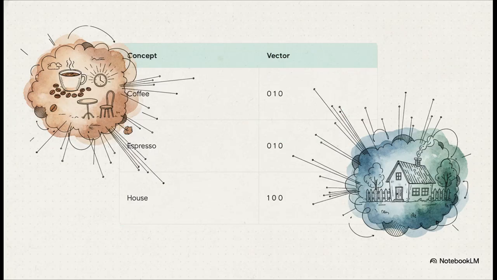Now, what's really interesting about this slide is how we actually teach computers to do that. We do it using vectors, which are essentially high-dimensional number representations. What happens is large neural networks read massive amounts of text and learn the context of words. And over time, they create this incredible kind of mathematical map. Because coffee and espresso show up in similar contexts, mugs, mornings, cafes, the AI assigns them very similar number coordinates, like 0, 1, 0. But a word like house, that gets a completely different coordinate, like 100, placing it super far away on the map.